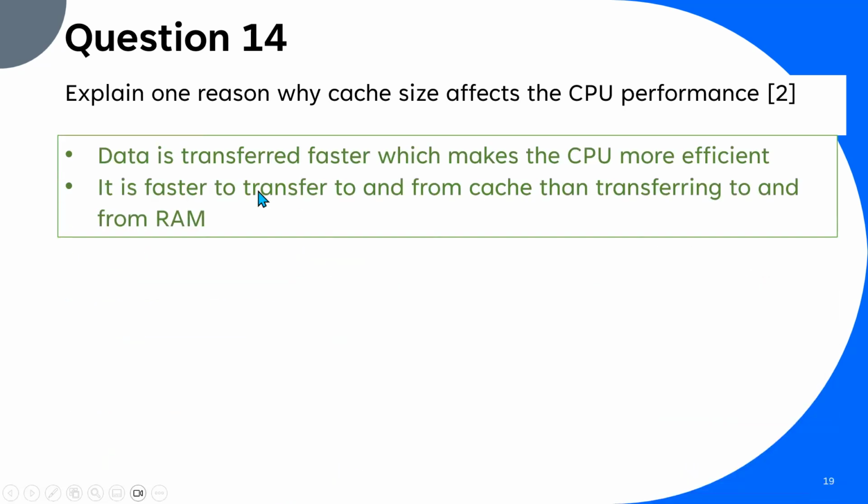So the answer to that one is data is transferred faster, which makes the CPU more efficient. Where there's 2 marks, you've usually got to say 2 things, or try to do an and or a which or a because, okay? It is faster to transfer to and from cache than transferring to and from RAM. You're explaining things in 2 ways there.